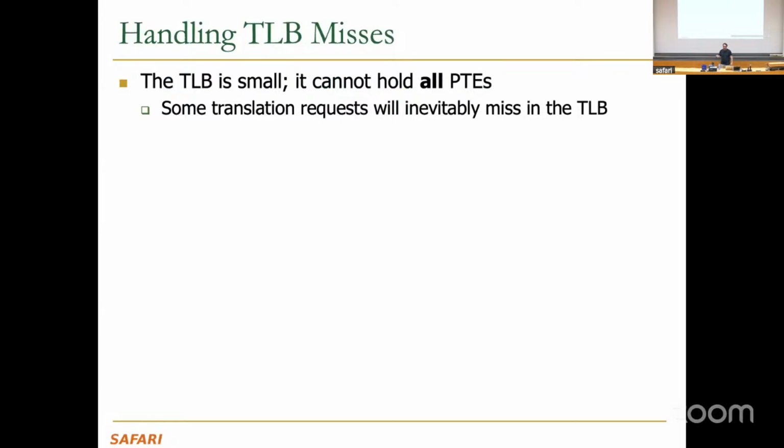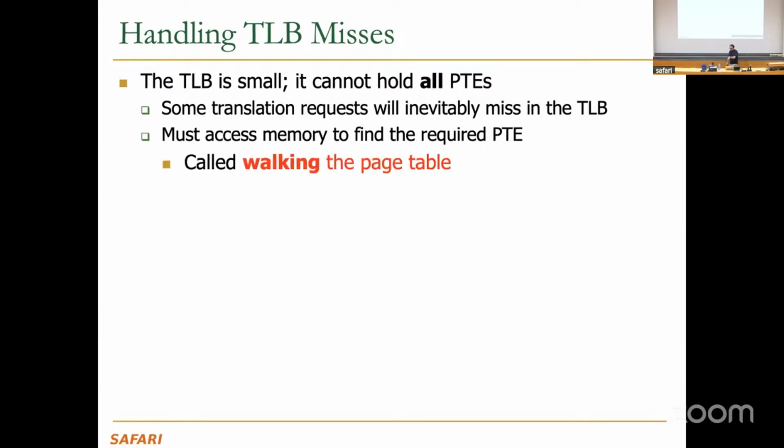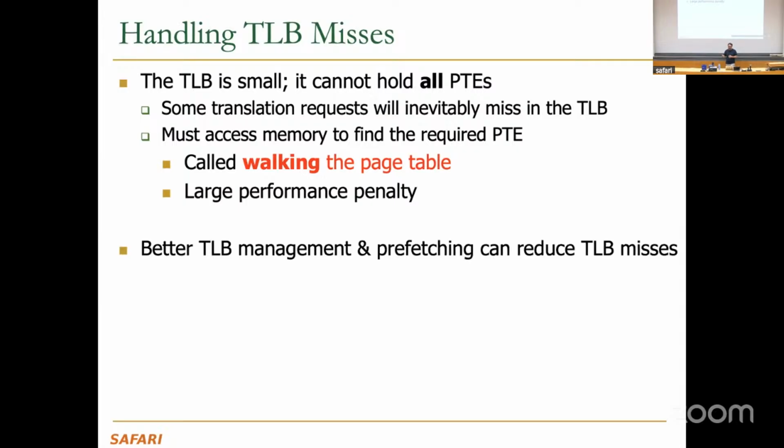But the TLB is small, and it cannot hold all the potential page table entries. So some translation requests will inevitably miss in the TLB. We cannot find everything in the TLB. So we must access the memory at some point to find the required page table entry. This process at the hardware level is called walking the page table. It has a large performance penalty, which I will discuss later. And we have better TLB management and prefetching, which can reduce the TLB misses.